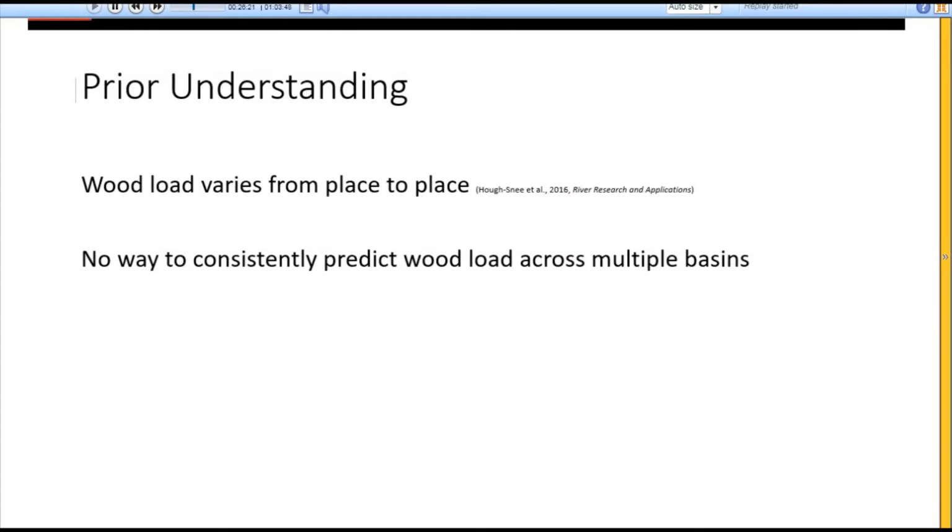The reason I phrased this question this way is because a lot of previous work has come to the understanding that the amount of wood in any given basin is a site-specific thing. A lot of previous papers concluded that you can't really predict wood loads based on deterministic factors. You have to go to every individual basin, understand everything about it, and really measure its wood load all over the place, as opposed to using deterministic process-based predictors to understand how much wood is in any given point in a basin.